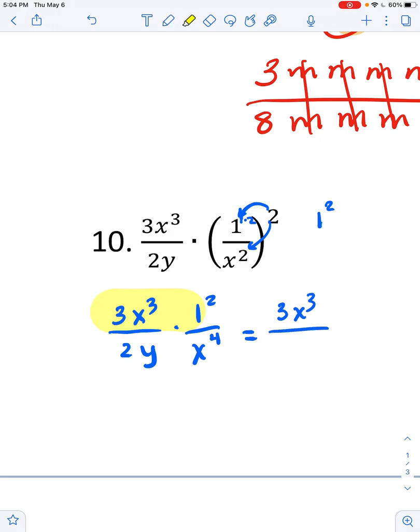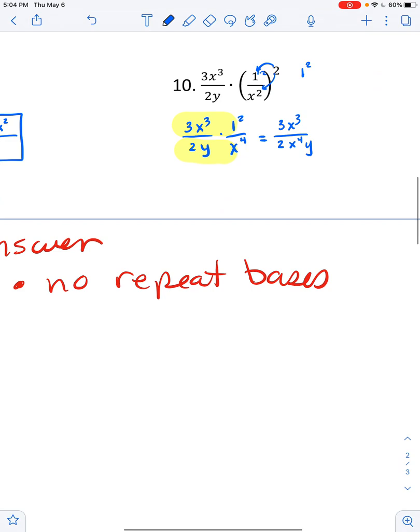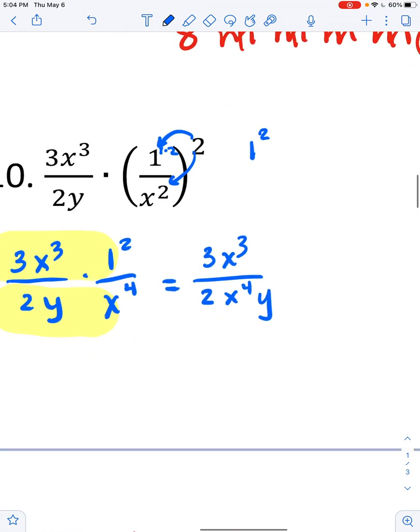On the bottom, I have, for a number, a 2. I'm going to put them in alphabetical order just so they line up. For x's, I have x to the 4, and then I have a y. But I'm not done because if I check my answer, I can have no repeat bases, and I have one. I have the x written in 2 different places, here and here. So I use the rule that I learned today.